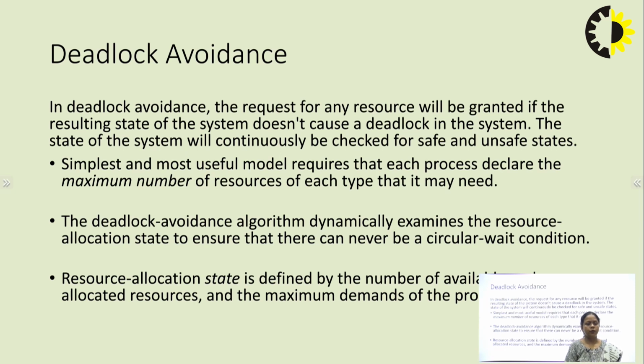Simplest and most useful model requires that each process declare the maximum number of resources of each type that it may need. The deadlock avoidance algorithm dynamically examines a resource allocation state to ensure that there can never be a circular wait condition. Right? Resource allocation state is defined by the number of available and allocated resources and the maximum demands of the processes. So this is the way we can do deadlock avoidance.